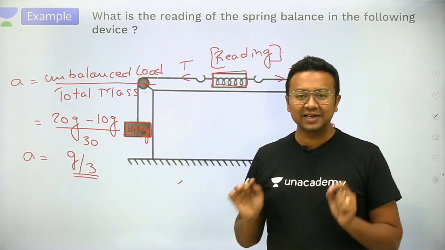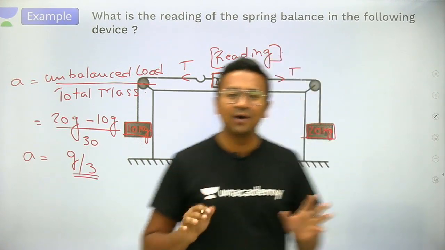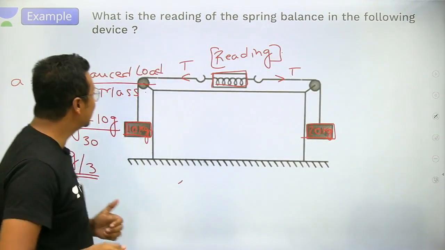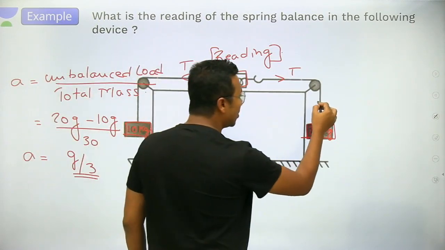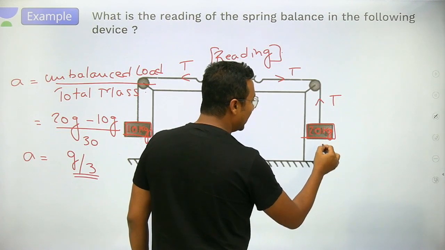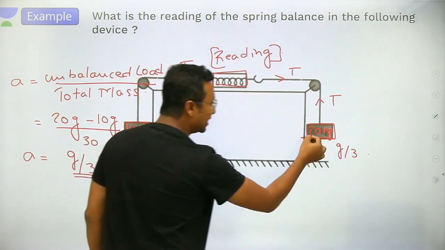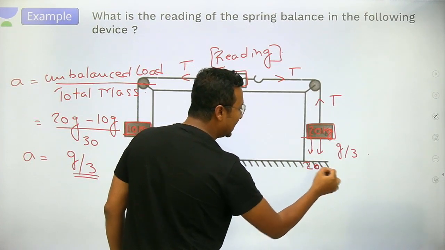Now, finding out the tension in this case will be very simple for me. Okay, how do we find out the tension? It's very simple. We can take any one of these blocks. Let me take this block. Tension out here is T. We know it is going down with an acceleration of g divided by 3, and there is another force acting on it, that is 20g.